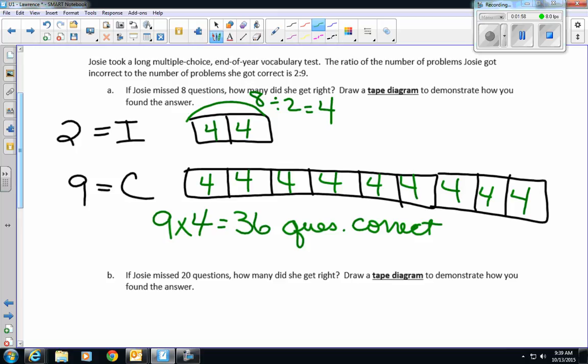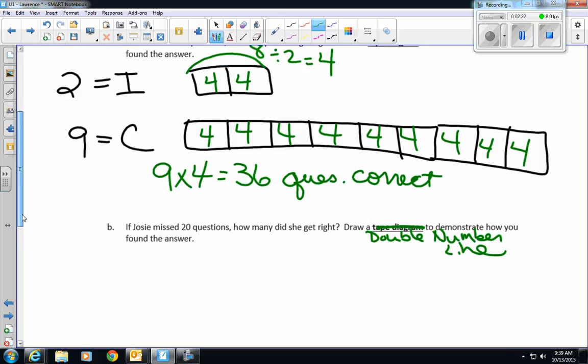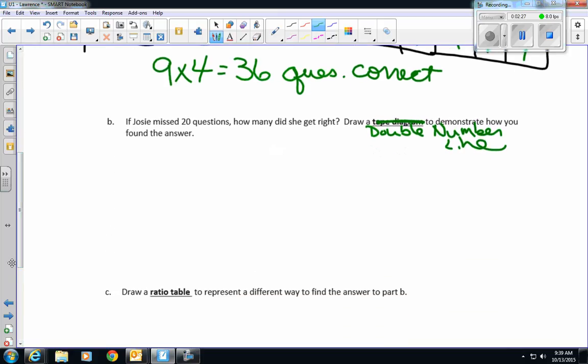All right, question B. Cross out the word tape diagram and make it a double number line. It says, if Josie missed 20 questions, how many did she get right? Draw a double number line to demonstrate how you found your answer. Okay, so this is what you need to do. You need to go back and redo this only with a double number line.